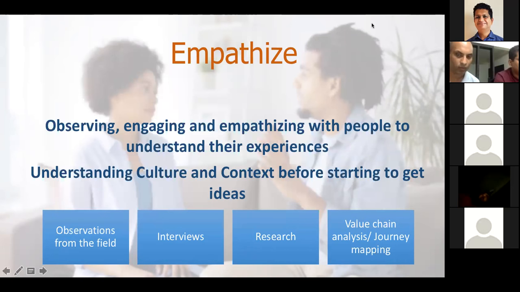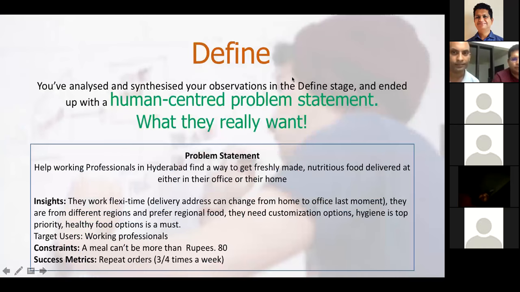Of course, we have talked to people, and you have discovered their needs and their feelings. You now go and define the problem. A very human-centered problem statement, and this is what they really want. So yes, you have a lot of needs which you gathered when you talk to different personas, different people, but then you start understanding what is really the most important need, and based on that you will create a problem statement, and you will also put in some insights to it. For example, here, as ShriKant, you just mentioned the healthy food, hygienic food. All these are insights which are very important while designing the solution.